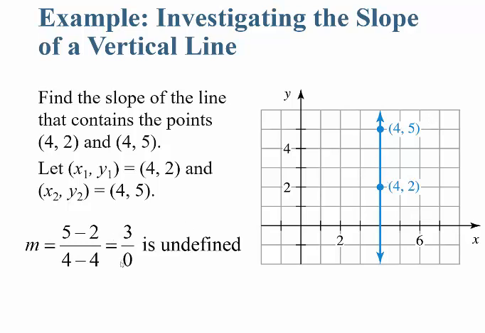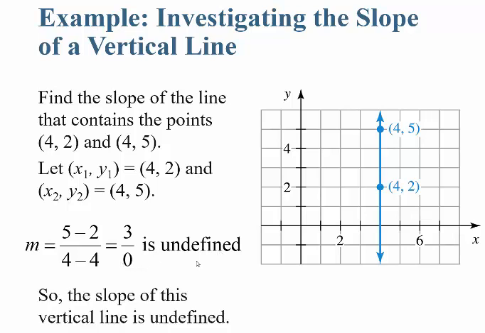Well, wait a second, can you divide anything by 0? If you plug 3 divided by 0 in your calculator, it'll say something like syntax error. All right, so this is what we call undefined. Mathematically it's not defined. So an undefined slope is the slope of a vertical line. It always rises, but it never runs. It rises here 3 units, but doesn't run any units. So this is an undefined slope.